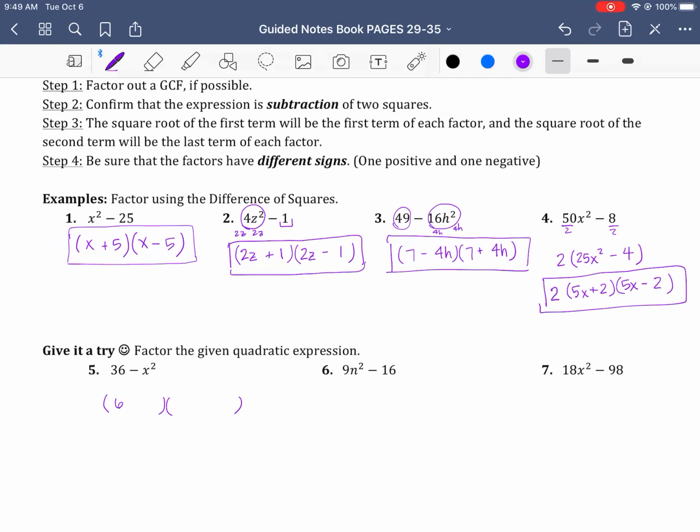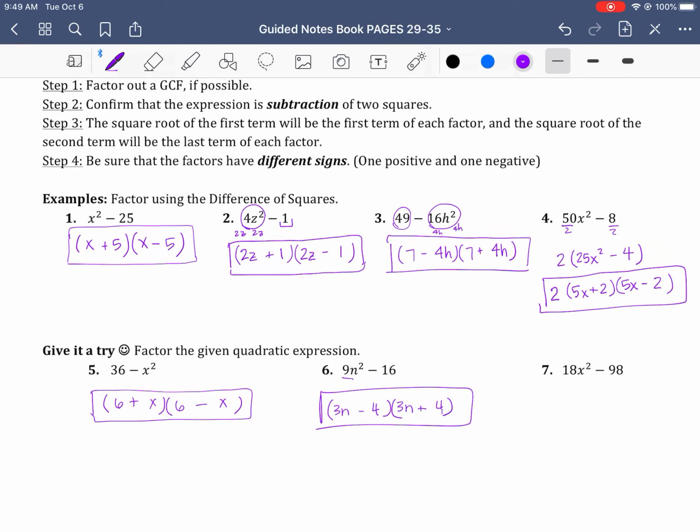So again, on this one, the square root of 36 is 6. x and x, we want one positive and one negative. It doesn't matter which one's positive or which one's negative, so if you wrote them in the other order, that's just fine. Again, we look for a greatest common factor. Nothing divides out of 9 and 16. And so we break this apart. The square root of 9n squared would be 3n and 3n. The square root of 16 is 4 and 4. One positive, one negative.